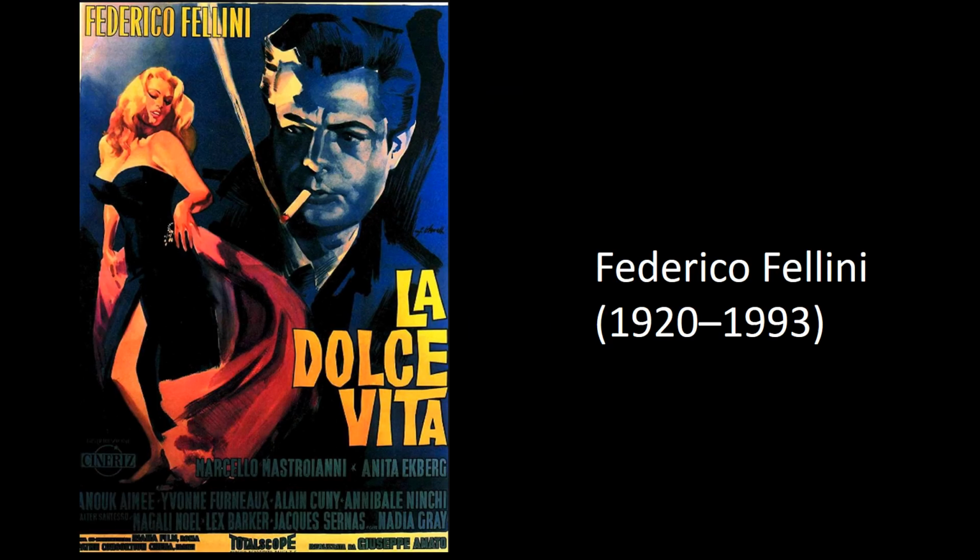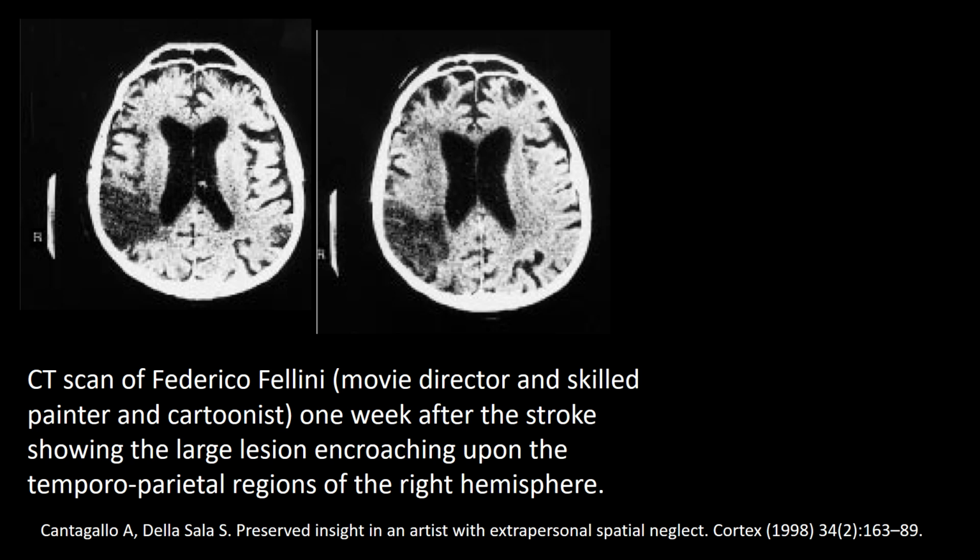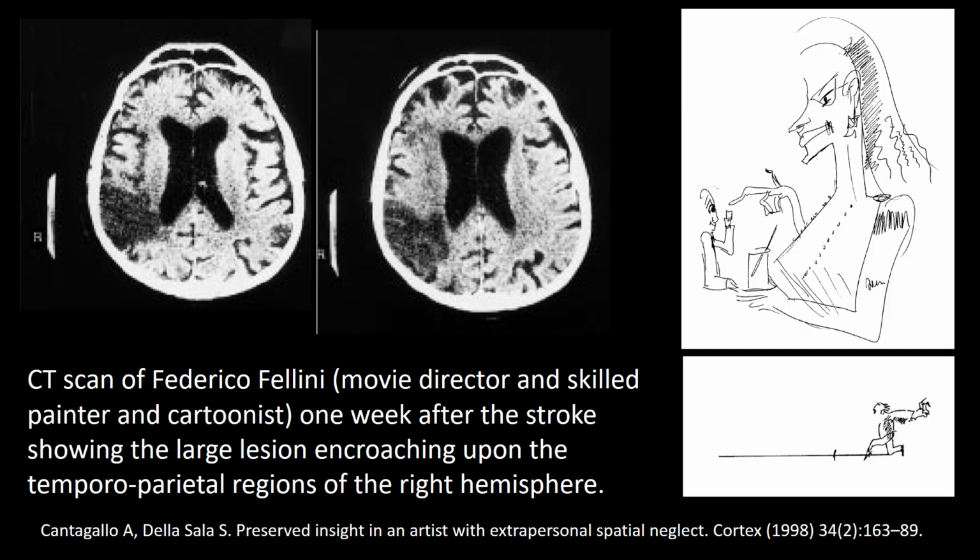The second artist I want to tell you about is Federico Fellini. He was a movie director, but also a painter and a cartoonist. These views are from the CT scan taken 1 week after the stroke. You can see the right parietal stroke in both views. These are two drawings I have added to this frame that were made at about the same time. Notice that the left side of the woman's face is missing, and also from the man. And when he was asked to bisect a line, he did so towards the right, as I am indicating in this frame.